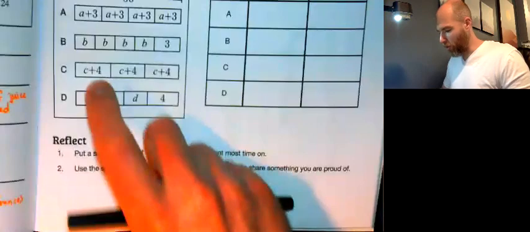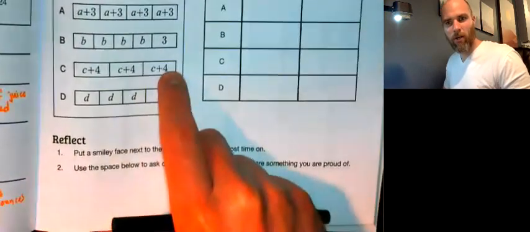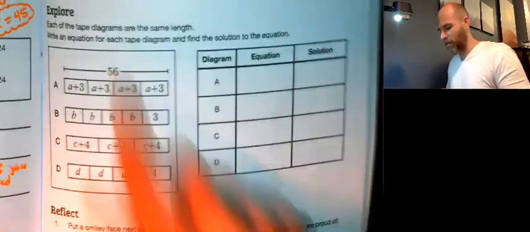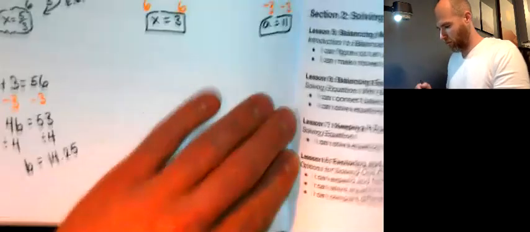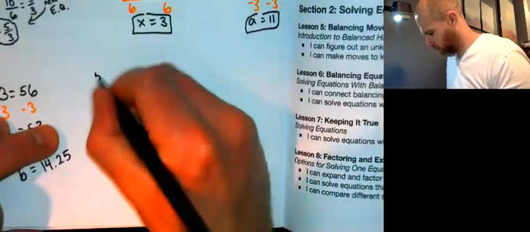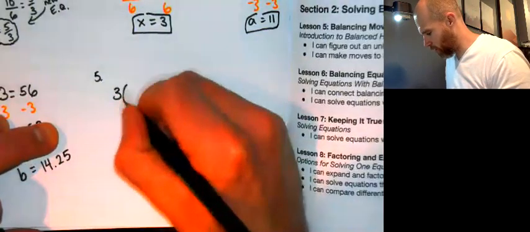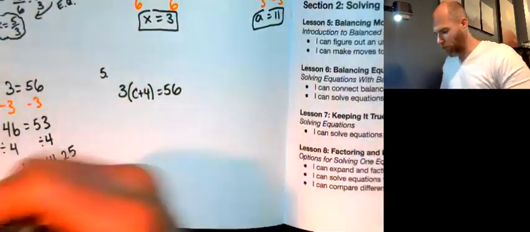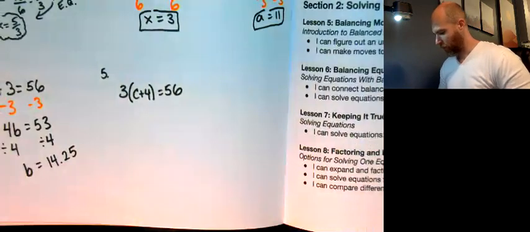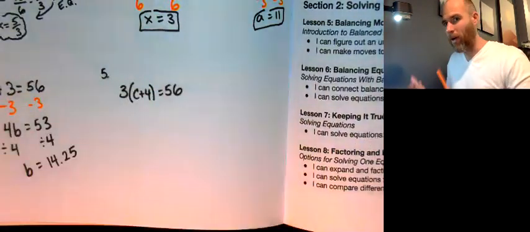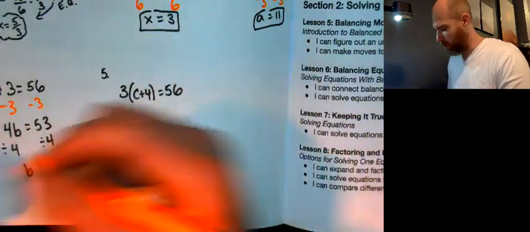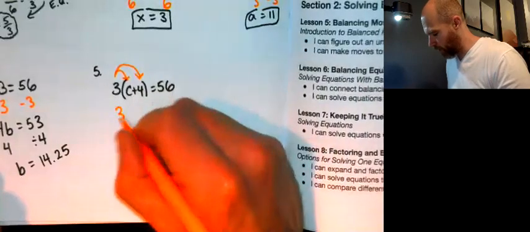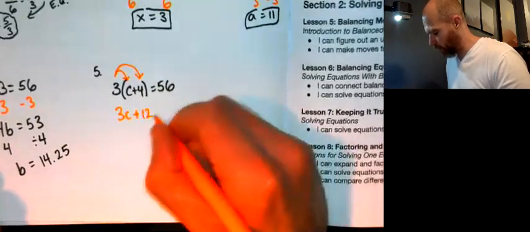All right, let's go get our 5th equation. We have 3 quantities of c plus 4. So this is going to be 3 times the quantity c plus 4 equals 56. They're all 56. I will choose to distribute this time. You don't have to, but it's kind of like my preferred way. So 3 times c and 3 times 4, I get 3c plus 12 equals 56.